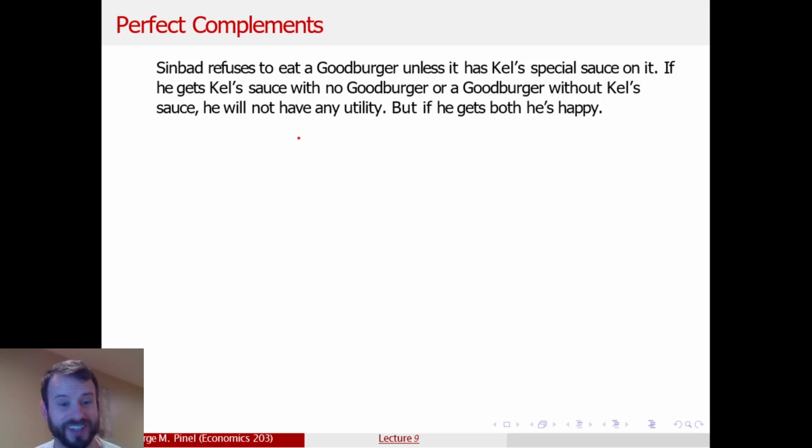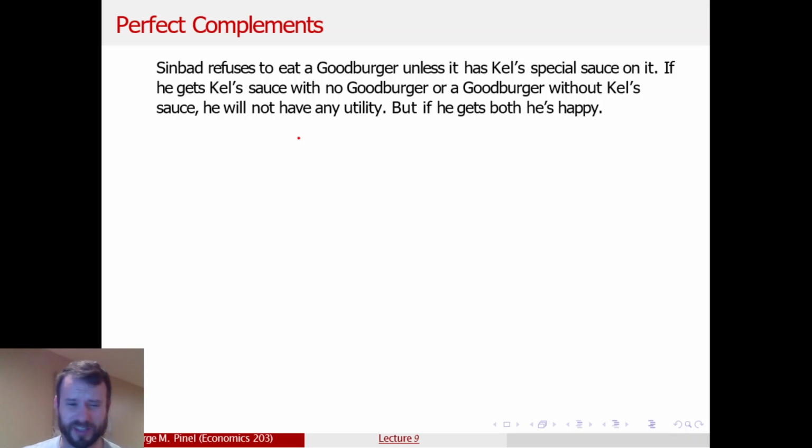So they're goods that need to be consumed together. Perfect substitutes are things that are completely interchangeable. Perfect complements are things that are not interchangeable at all. You can't trade 2 good burgers for 2 packets of special sauce. You want 1 good burger and 1 packet of special sauce. 2 good burgers and 2 packets of special sauce. So if you had 2 good burgers and 1 packet of special sauce, well, guess what? That's as good as having 1 good burger and 1 special sauce.